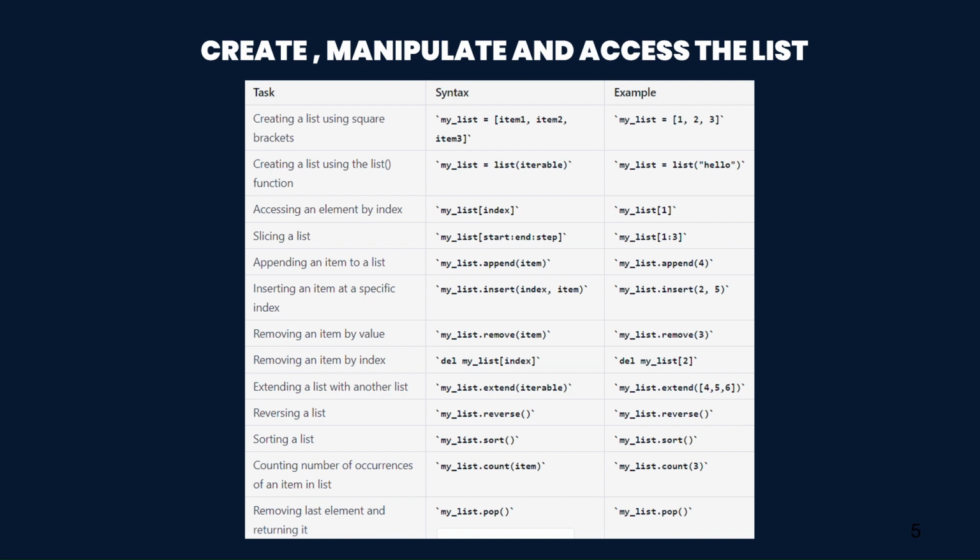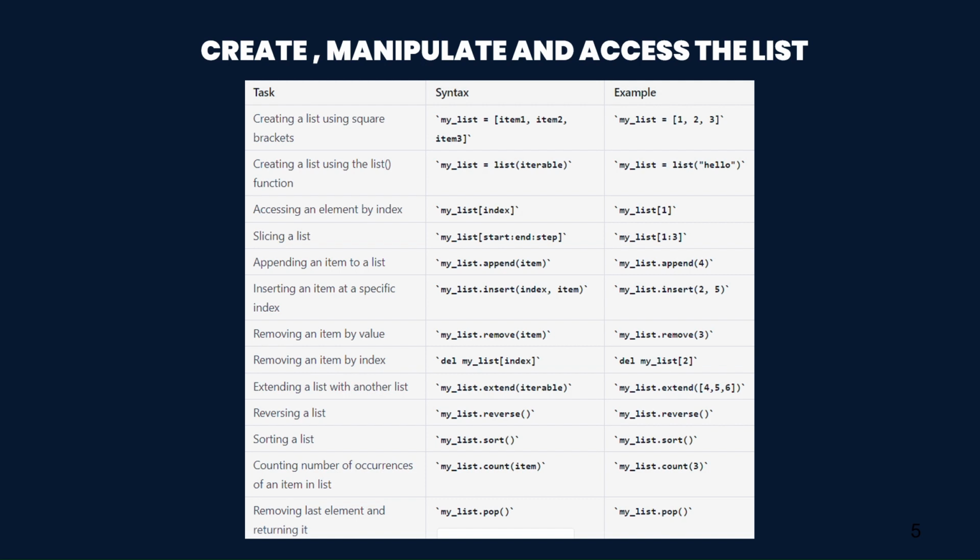Alright. Then comes removing an item by value. To remove an item, we just have to write list name dot remove and in the bracket which item to get removed. So list name dot remove and in the bracket we have written 3 in the example. Alright, so next we have removing an item by index.